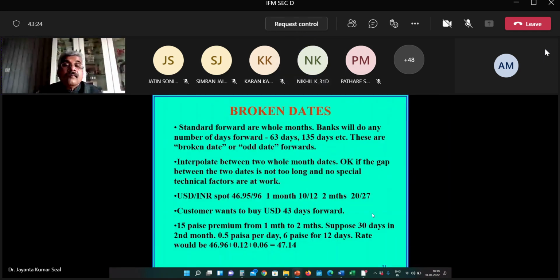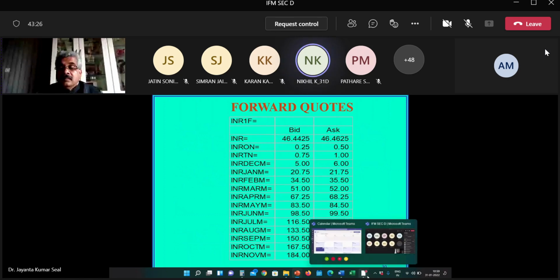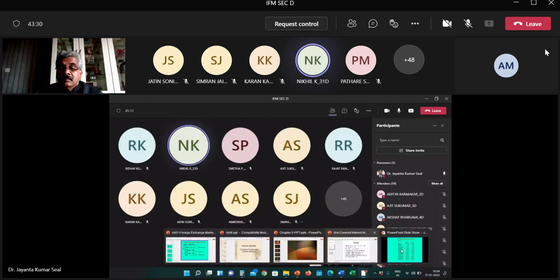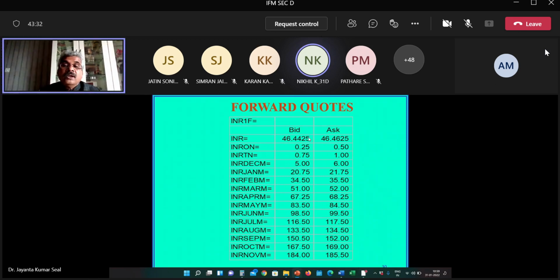Sir, in this table, what is the present date? Because the forward rates will... 46.4425, 46.4625. Yes, sir. The November rate is 184, 185.50. These are the November swap quotes. Yes, sir. The swap quotes will more or less not change.